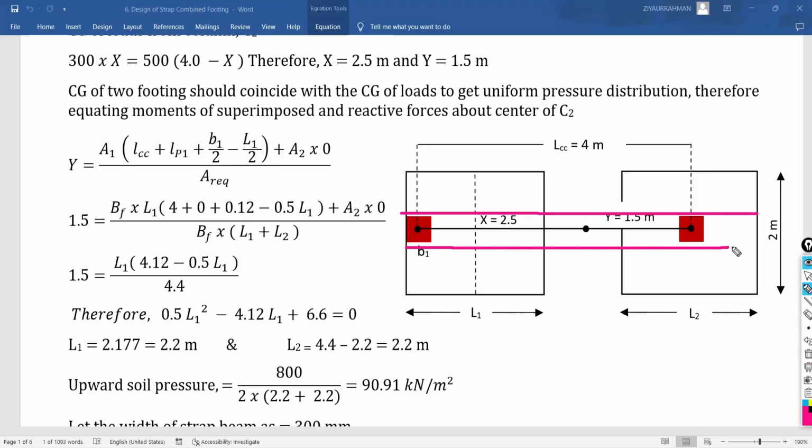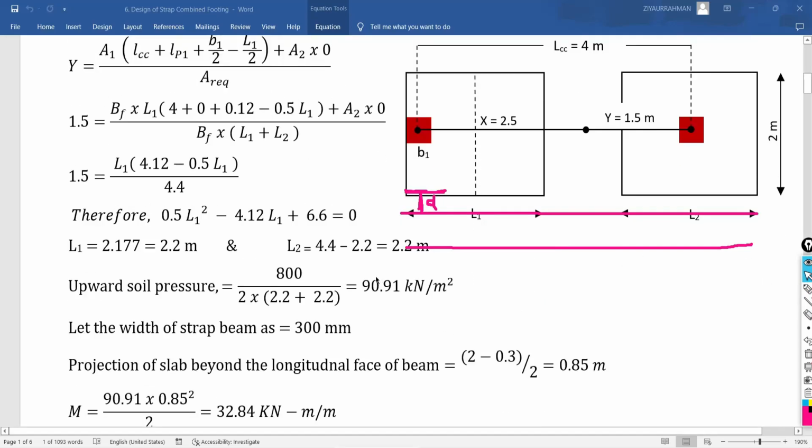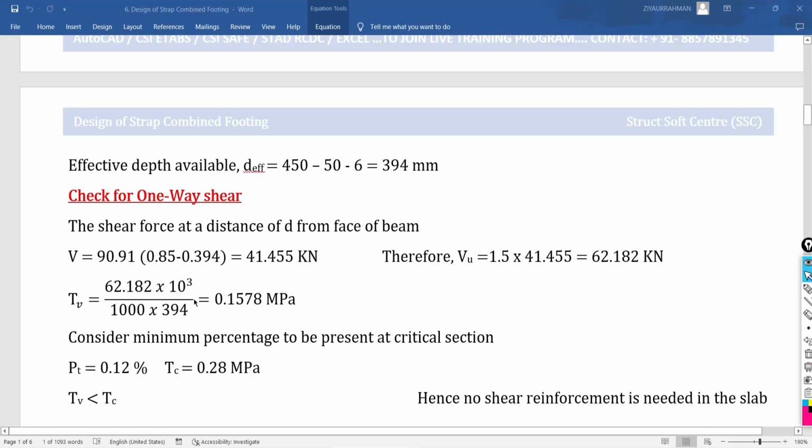Here the beam is present. Okay. Now, at a distance of D from the face of your beam, I just want to calculate the one-way shear force, which is at a distance of D from the face of your beam, not from the column and not along the span of the foundation. We are going to do the calculation along the width, along the transverse direction. Remember, there is some slight change from the common practice of the design of your foundation.